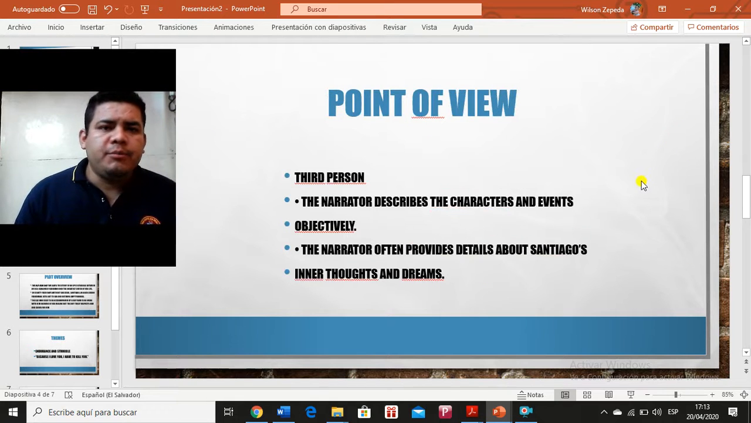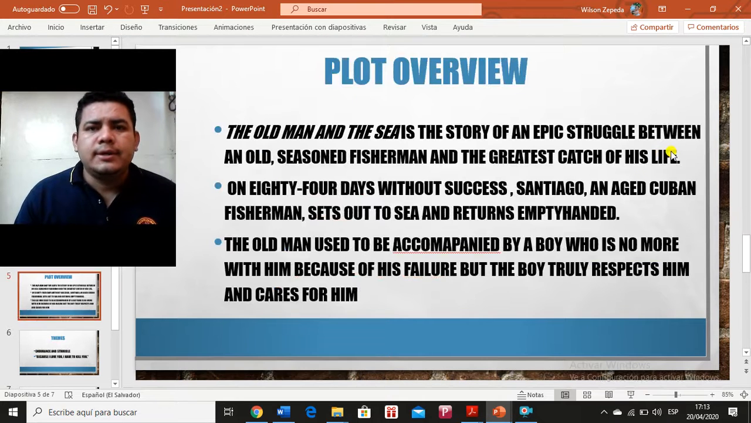So the point of view: the writer, Ernest Hemingway, decides to create the book in third person. The narrator describes the characters and events objectively. The narrator often provides details about Santiago's inner thoughts and the dreams Santiago had, right?